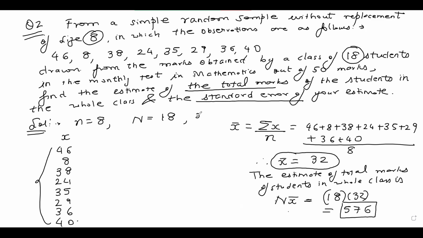Let me write what I got first of all. I got my x bar as 32. Okay, so I'm erasing this part off. I hope students have understood till here how we have solved it. We had to find the estimate of the total marks.